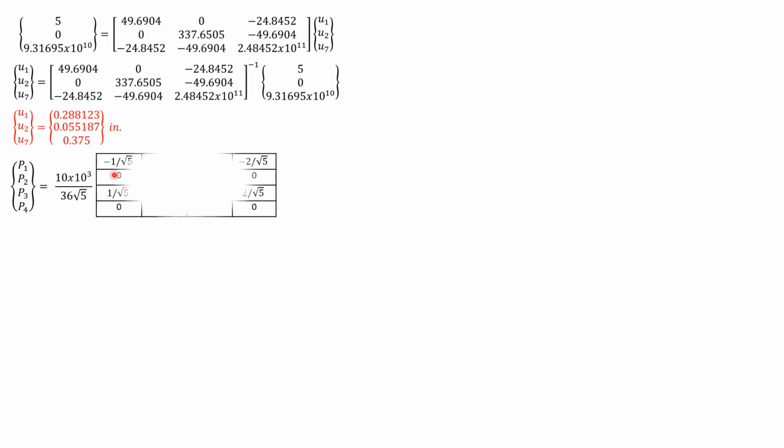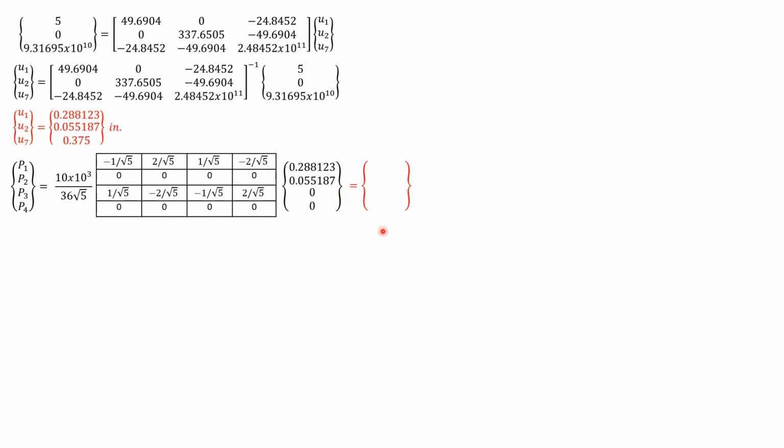So for member 1, remember the cosine was negative 1 over square root of 5, and the sine was 2 over square root of 5. They're negatives, then 0, then the negative of row 1 is a copy, then 0. Multiplied by the displacements: U1 is 0.288123, then 0.055187, then U3, then 4 zeros, then expand.